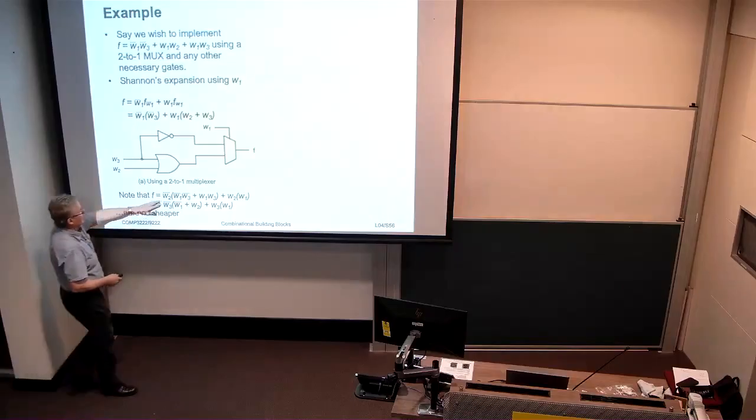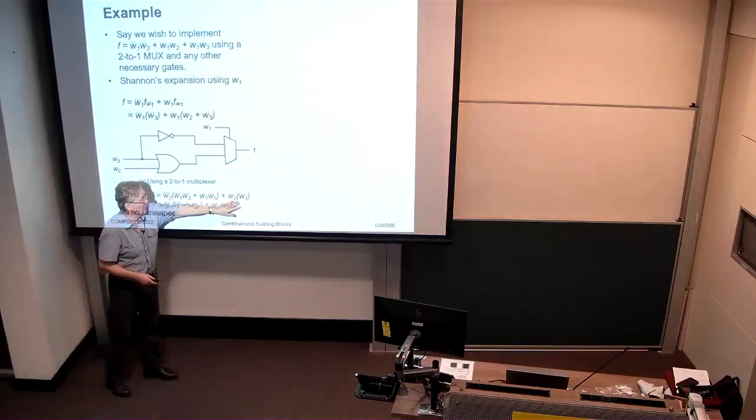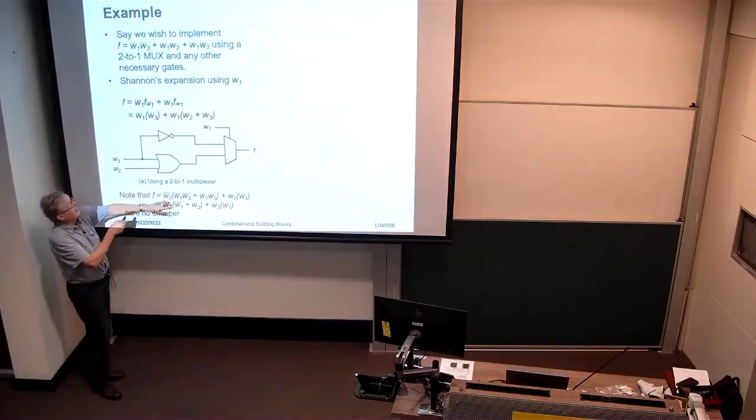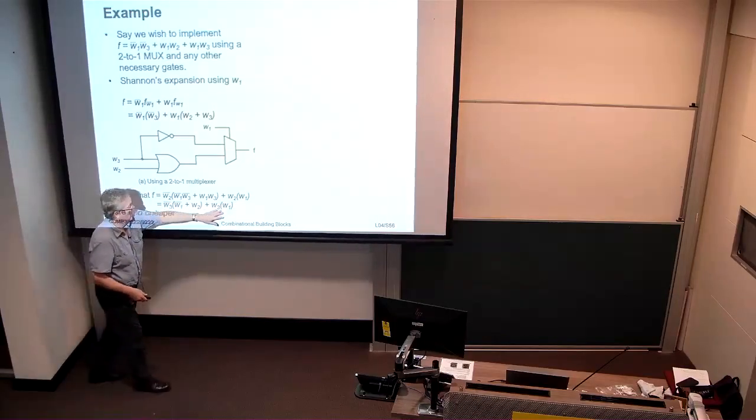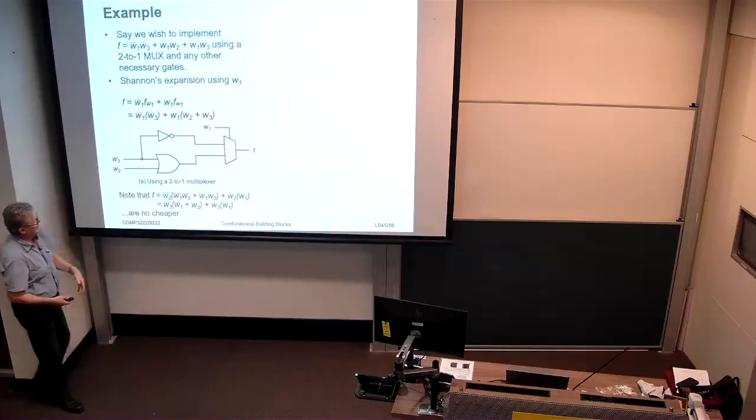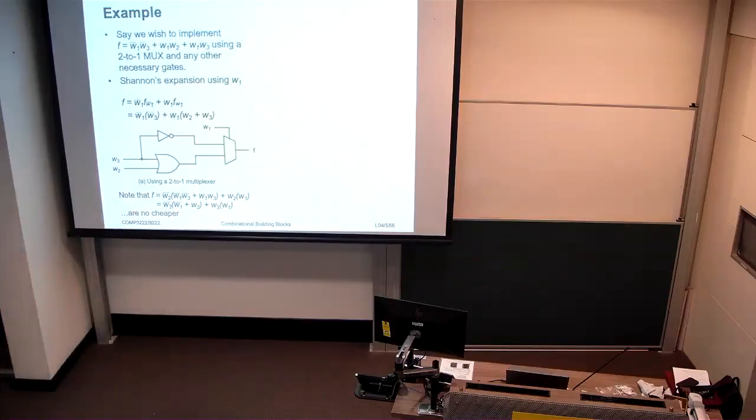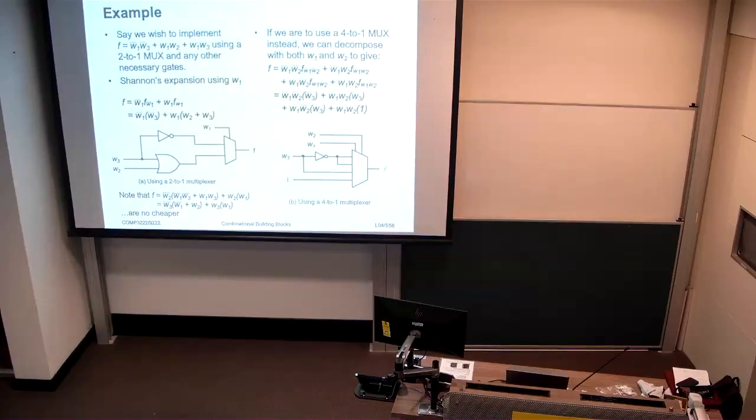If we expanded around W2, this would be the result. That's clearly more expensive than this. And if we expand around W3, this would be the result. That's going to be roughly the same cost as this one, right? So neither of those are cheaper than this expansion. If you were to use a 4-to-1 mux, you could decompose with respect to W1 and W2.